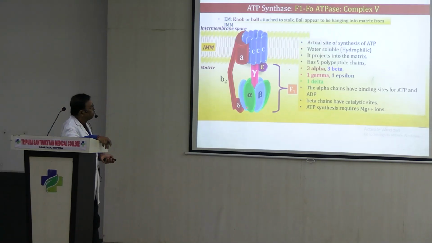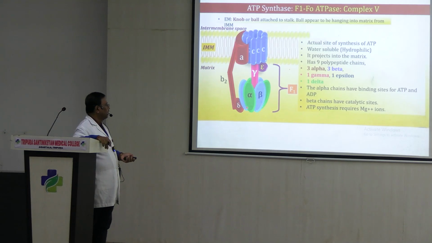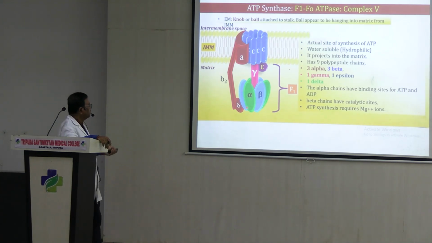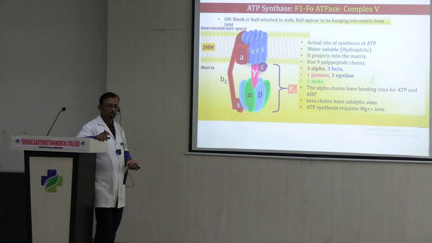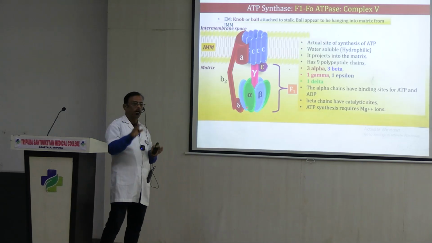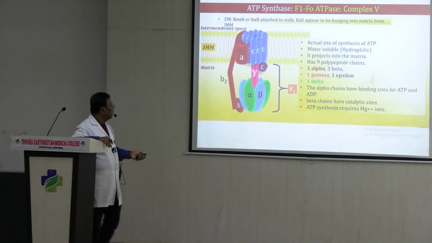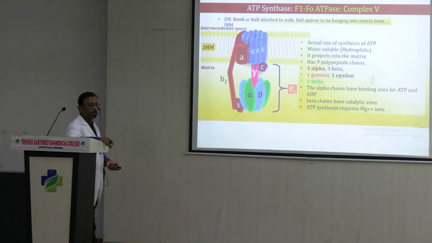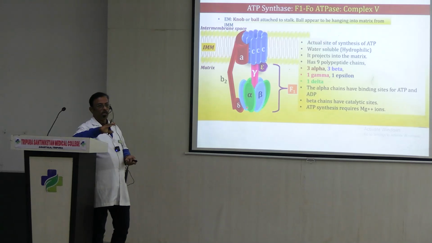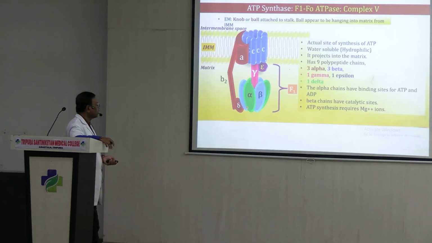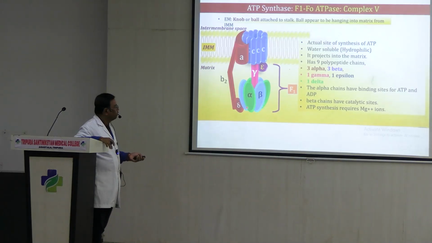The alpha chain has a binding site where ATP and ADP bind, and the beta subunit has a catalytic site. There ATP is formed from ADP and Pi. It requires magnesium ion for its function.